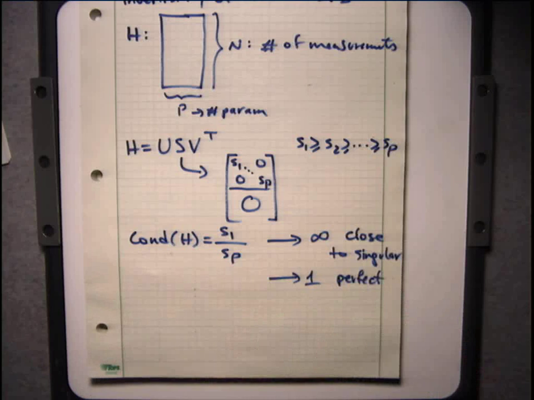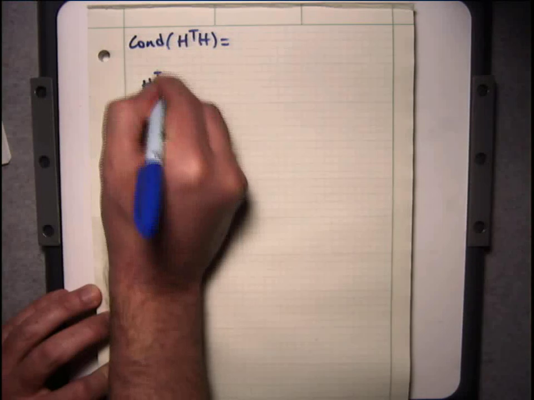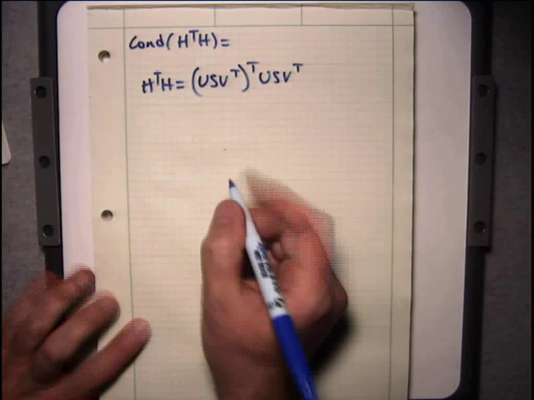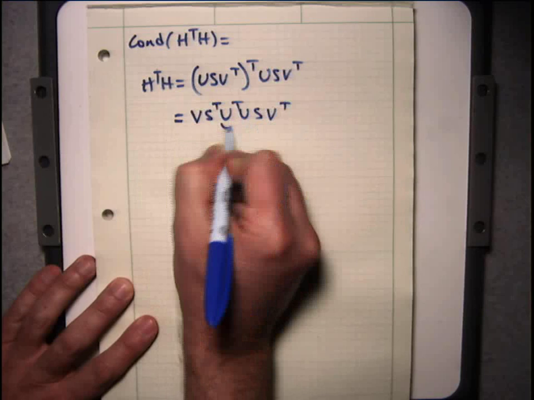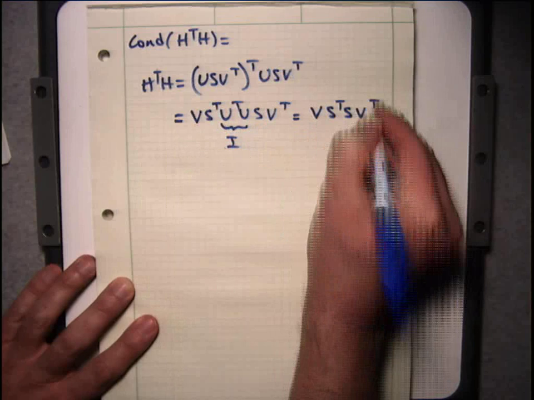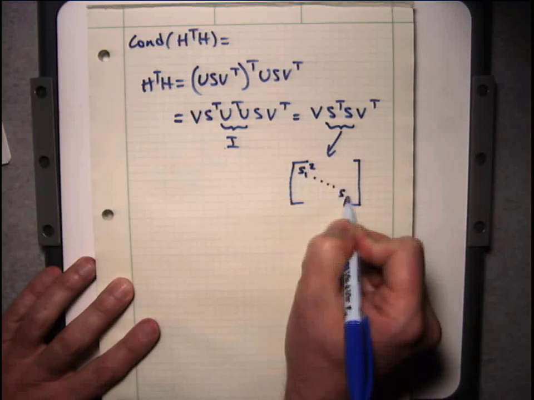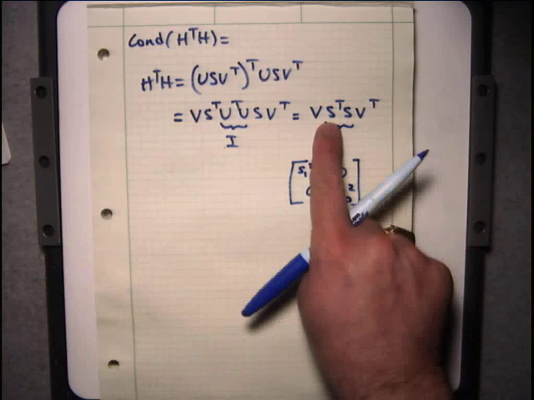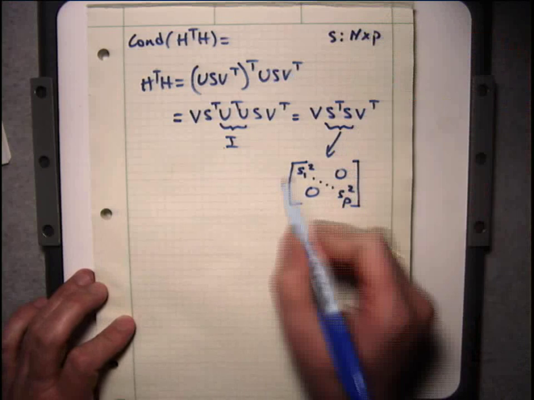Okay? All right, now let's take a look at H transpose H. What's the condition number of H transpose H? You basically write U S V transpose, transposed, times U S V transpose. Simplify this and you get V S transpose U transpose U S V transpose. U transpose U is identity. So this is V S transpose S V transpose. And S transpose S is a square matrix with the diagonals the square of the singular values, and the off diagonals 0. Remember, S is the same size as H, which is n by p. So S transpose S is p by p, which is exactly what I've drawn here.